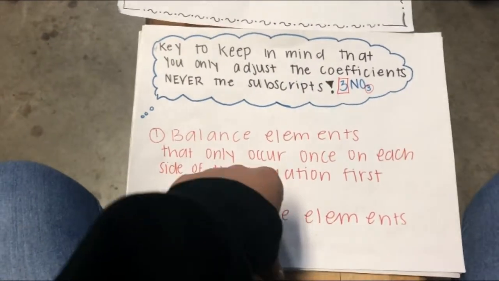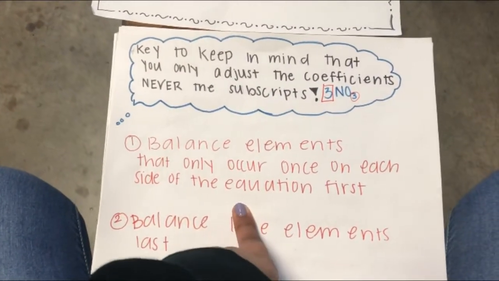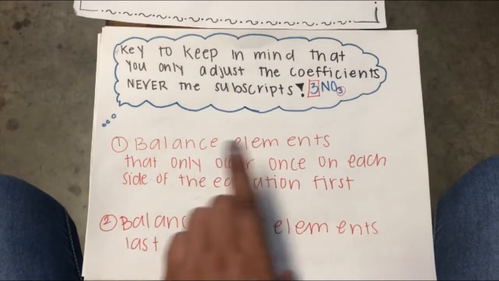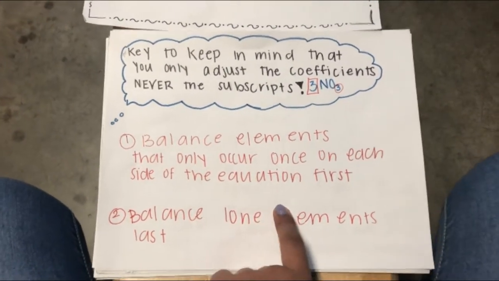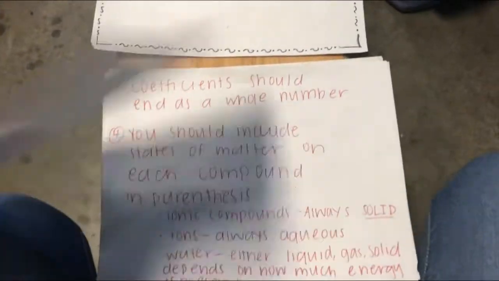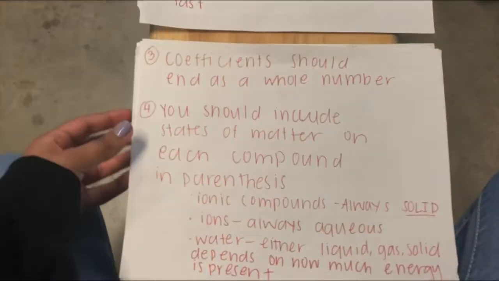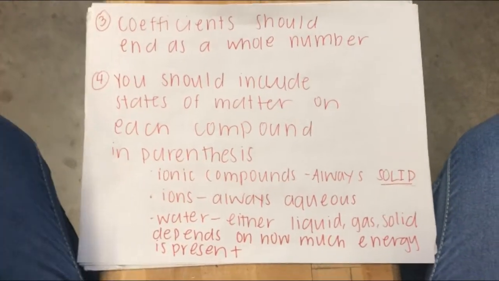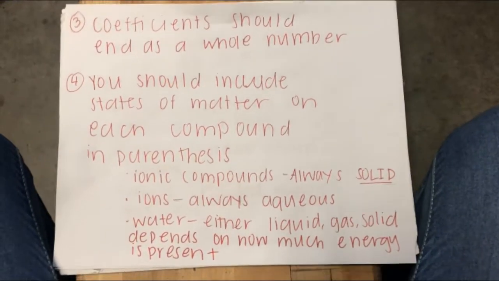The first step in balancing chemical equations is to balance the elements that only occur once on each side of the equation first, and then you can balance the lone elements last. Coefficients should end as a whole number and always reduce your fractions.